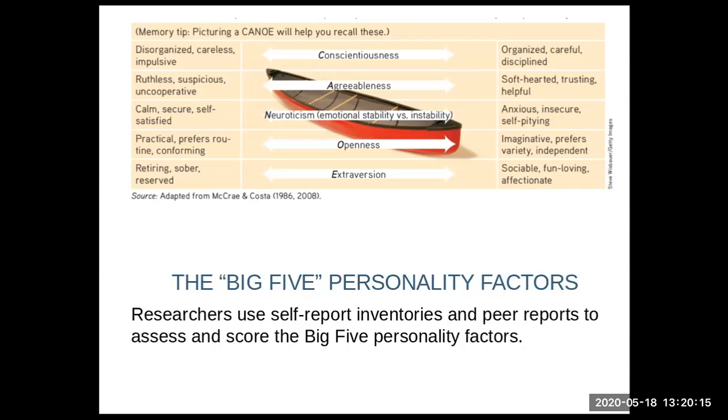Agreeableness. On the lower end of the spectrum, you don't trust or agree with people all the time. You're very ruthless, suspicious, uncooperative, very selfish a lot of times, just doing things the way you want to do them and not taking other people into account. On the higher end of that spectrum is agreeableness: soft-hearted, trusting, helpful, always wanting to help out and work with others.